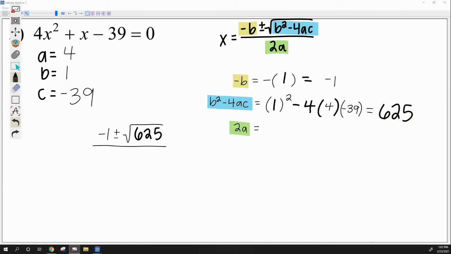And then the last thing you do is 2a. So 2, instead of a, we put parentheses. What is a? 4. 2 times 4? That's your denominator.